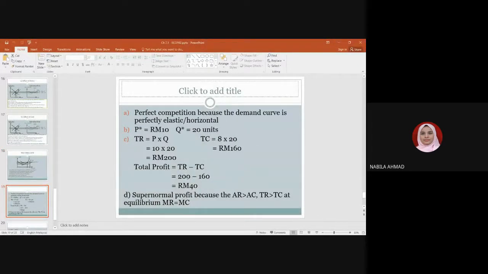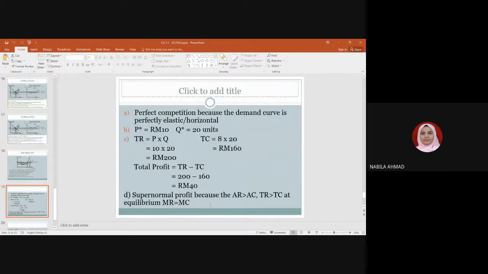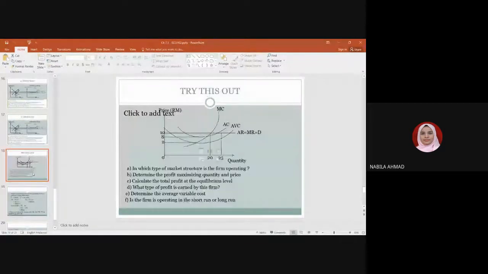Ya, 40 is positive lah, positive. So ditanya what type of profit earned by the firm. So it is supernormal profit. Kenapa supernormal profit? Because the average revenue is greater than average cost. Total revenue is greater than total cost at equilibrium.